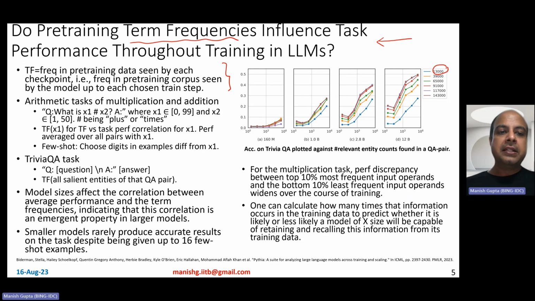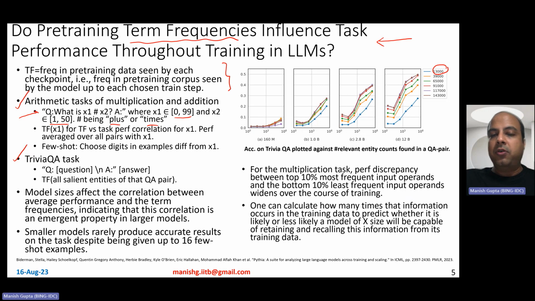Now they did experimentation here using two data sets. One is called the arithmetic task data set and the other is the TriviaQA data set. Let me talk about them one by one. As part of the arithmetic task data set, they prompted using this: Q colon, what is X1 hash X2, and then A colon. X1 is a number between 0 and 99, X2 is a number from 1 to 50, and hash could be plus or times. So it's an addition or multiplication task, and the model is expected to come up with the right answer.